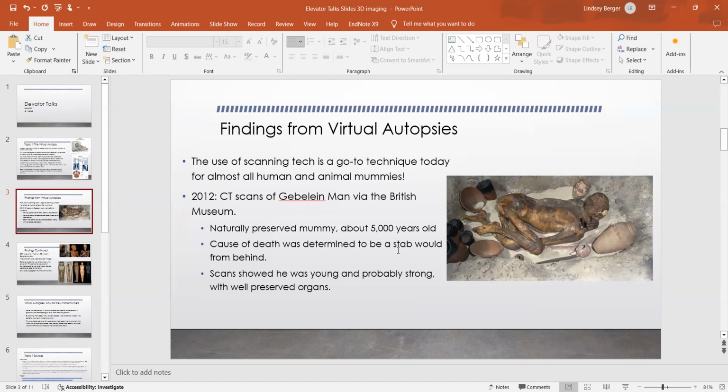They were able to figure out he's young and strong, very muscular. So this may have been a murder. Obviously, we can't say for sure because it happened 5,000 years ago, but this is a very strong indicator. They would not have known that without the CT or the virtual autopsy.